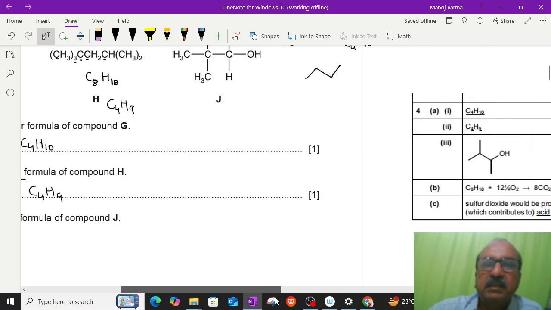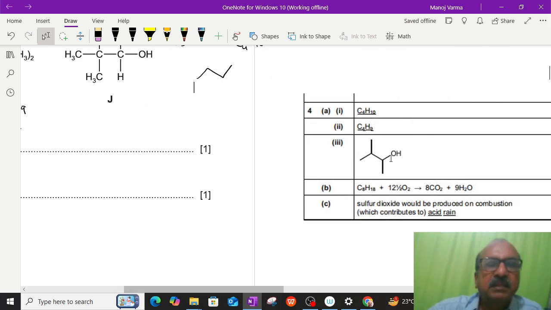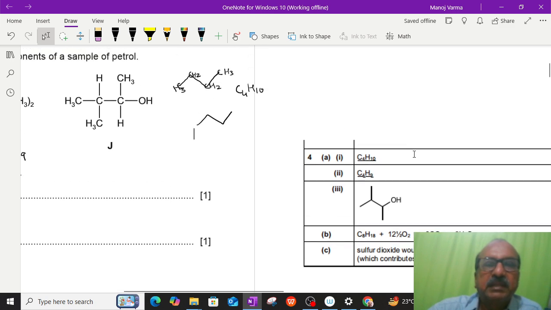So let's see. Look here, see this. If you look at this skeletal formula, these are the two methyl groups, this methyl group, this methyl group. So these are the two methyl groups, right?